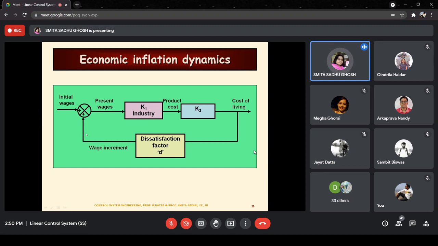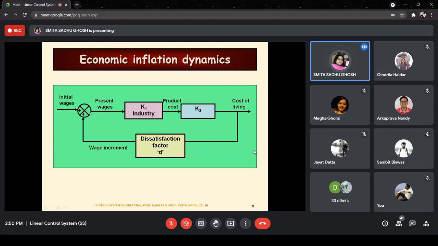Now, if the management yields to that, they will be given an increment. Given an increment means what? There were some initial wages, and for example, if their wages have increased by 20 rupees, the initial wage was 100 rupees, now it has increased by 20 rupees. So now the present wage becomes 120 rupees.